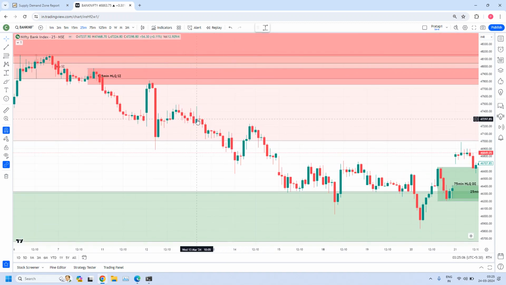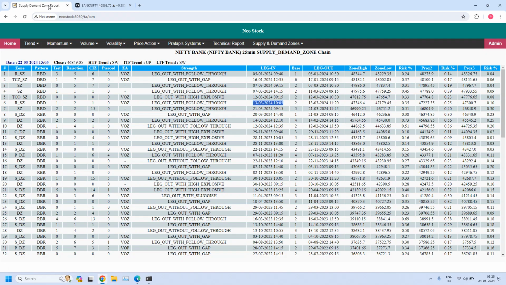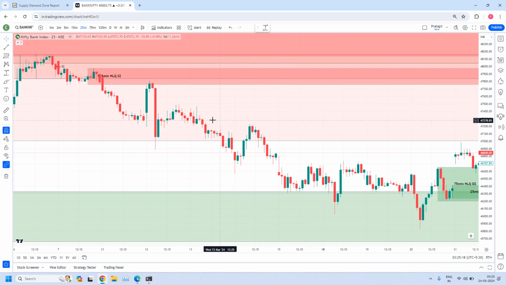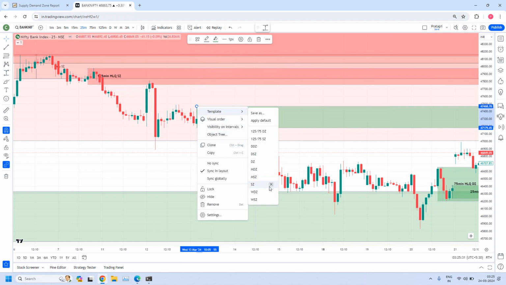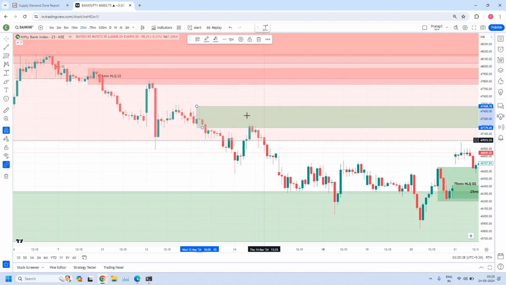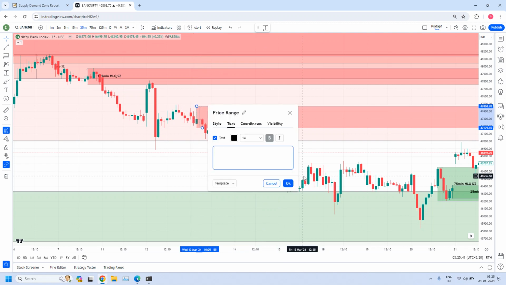Here, 13th March, 10 o'clock 5. $11.20 is the... this is 11.20 leg out candle. So here we have a supply zone. This is 25 minutes.